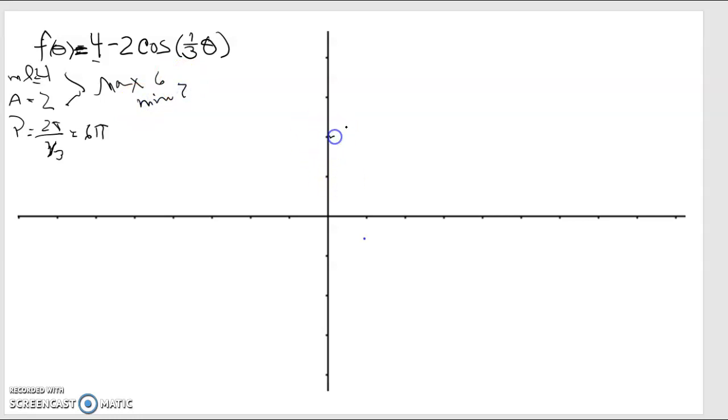So let's call this 4. Here's my midline. My min value is going to be 2, and my max value is going to be up here at 6. So it's a regular cosine function, but it's a negative cosine function. That means instead of starting at a max, it's going to start at a min.